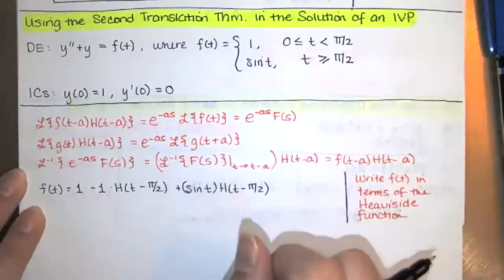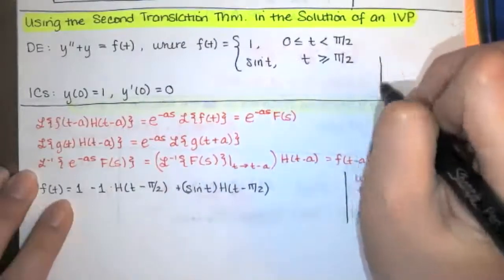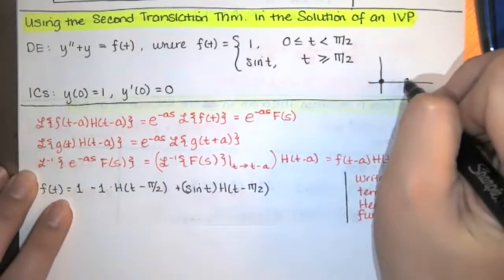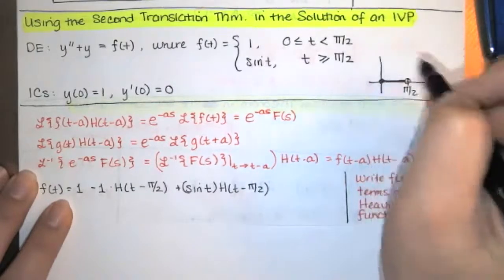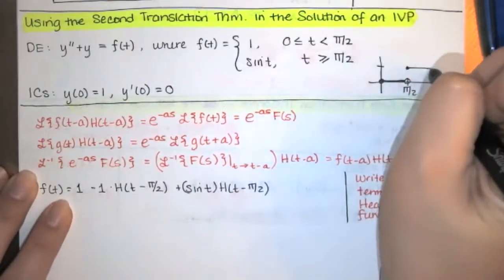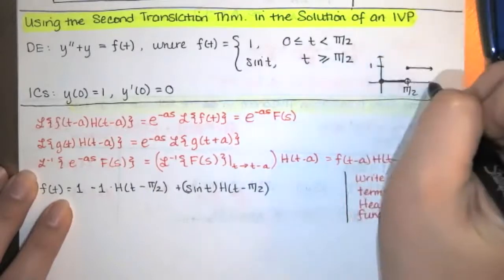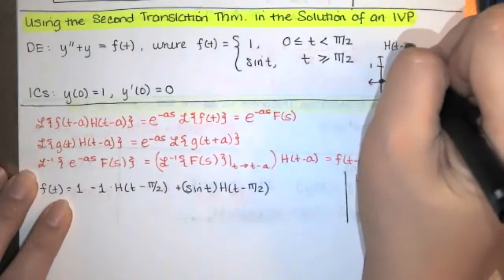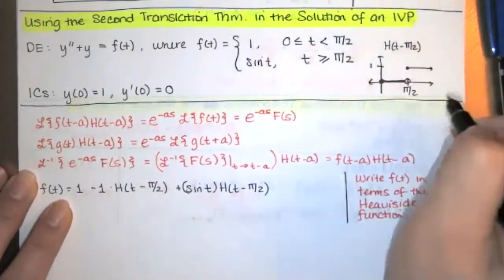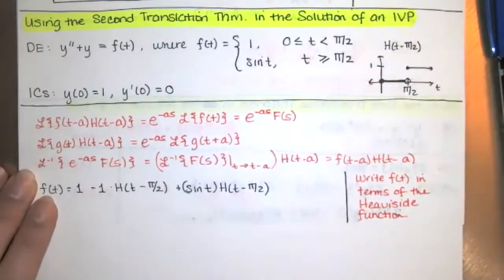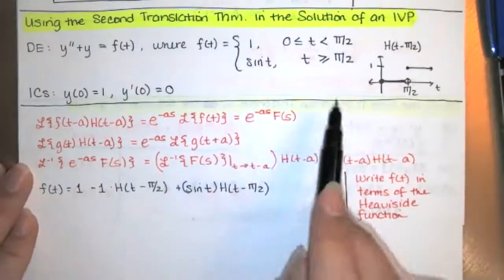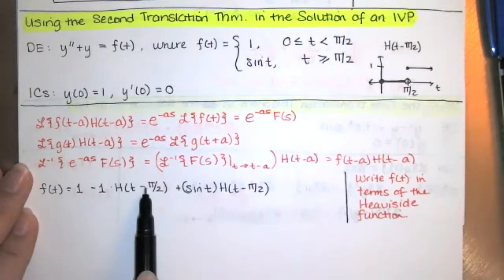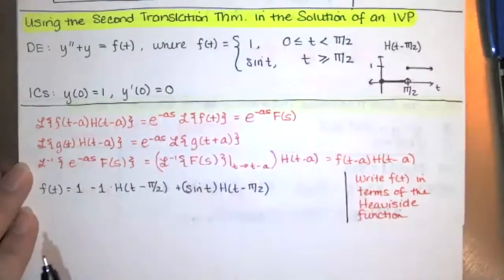If we're on the interval from 0 to pi over 2, remember how that Heaviside function works. It's 0 until you get to pi over 2. And then at t equals pi over 2, it jumps up to 1. That is the graph of the Heaviside function at t minus pi over 2. So that's the t-axis right there. So if I'm on the interval from 0 to pi over 2, we get 0. So I'd have 1 minus 0 plus 0, which is of course 1.